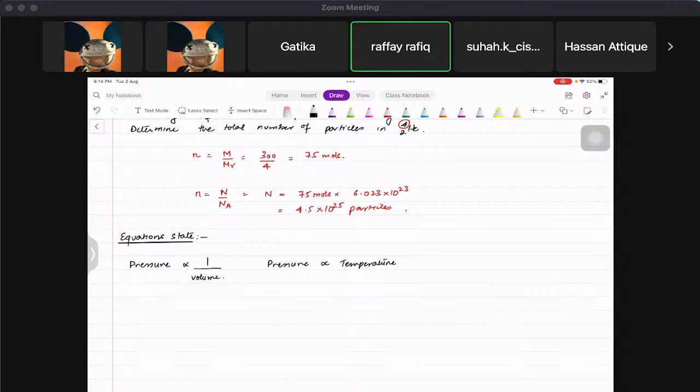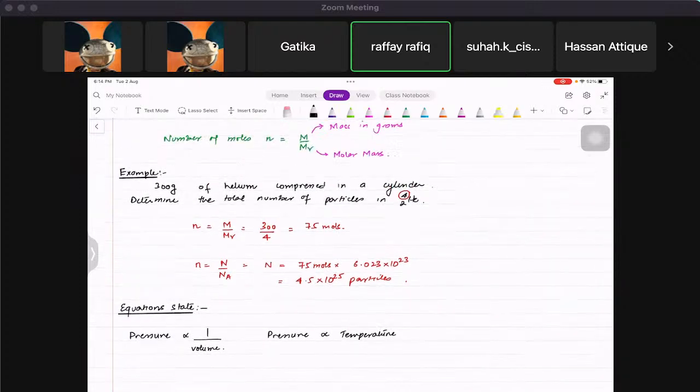Yes, sir, in the example, what's the last thing you wrote? Particles. Which in red or black? In black. Helium. Helium symbol is He. Okay. He42. Is it clear?